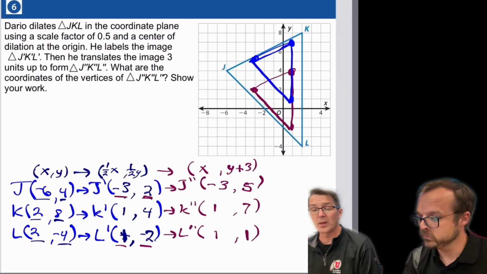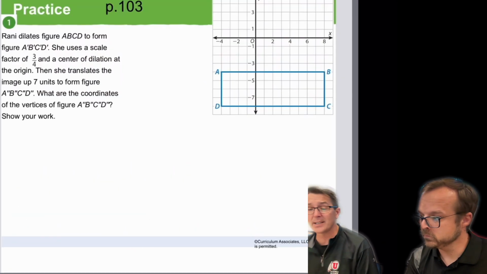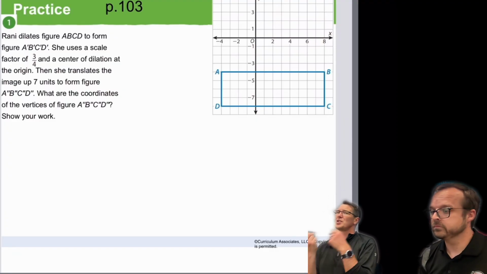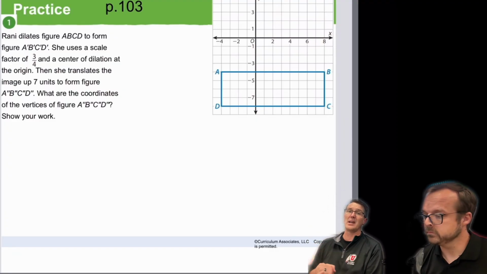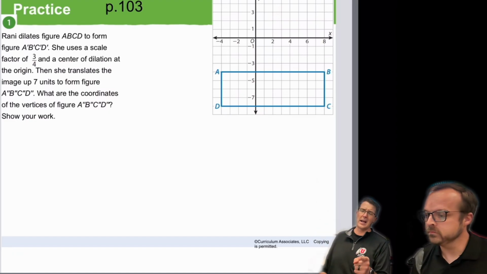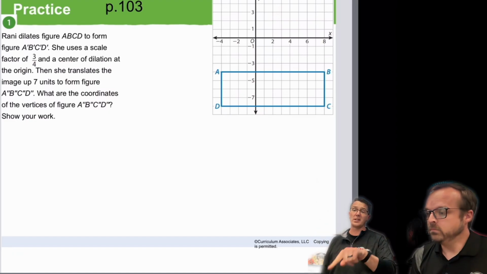So we're going to try to do another one of those. We're going to go to the practice now on page 103. You really should try it, and then we can go over it. If you're just waiting to copy it down from what we say, then you don't know what you don't know. So you should do it, but now we're going to go over it because we're going to assume you've paused and done it. Here we go.